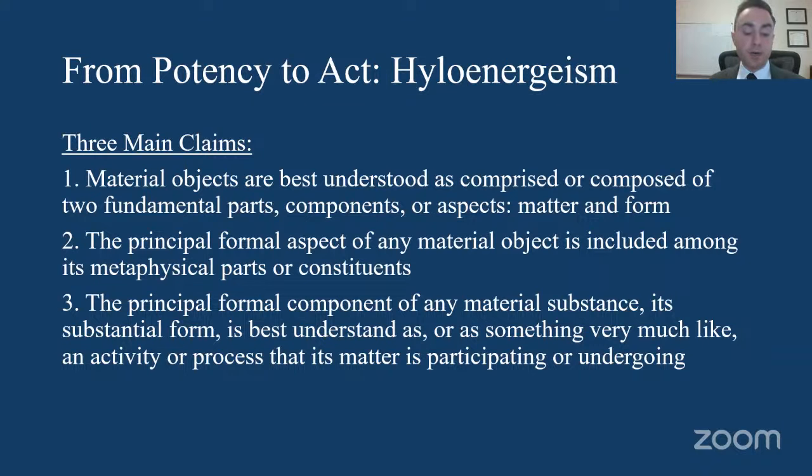First, the proposed account is a version of hylomorphism in that it holds that material objects are best understood as comprised or composed of two fundamental parts, components, or aspects, both matter and form. Second, the proposed account is a version of mereological hylomorphism in that it holds that the principal formal aspect of any material object is included among its metaphysical parts or constituents. Thirdly, and most importantly, the proposed hylomorphic account of material objects is a version of dynamic hylomorphism, in that it rejects relational, structural, and dispositional conceptions of form.